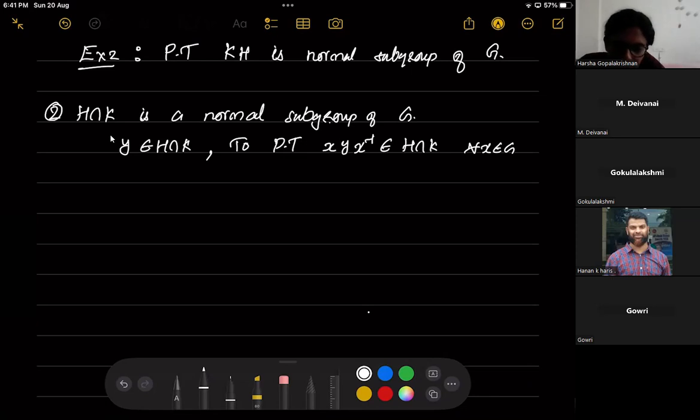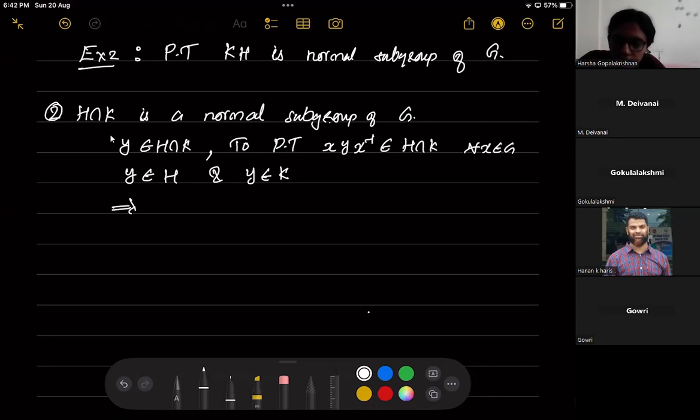How? Anyone? Y in H intersection K. Then what does it mean? Y belongs to H and Y belongs to K. Okay. So Y belongs to H and Y belongs to K. Now we will use the known condition, H and K are normal subgroups. So what will we get?